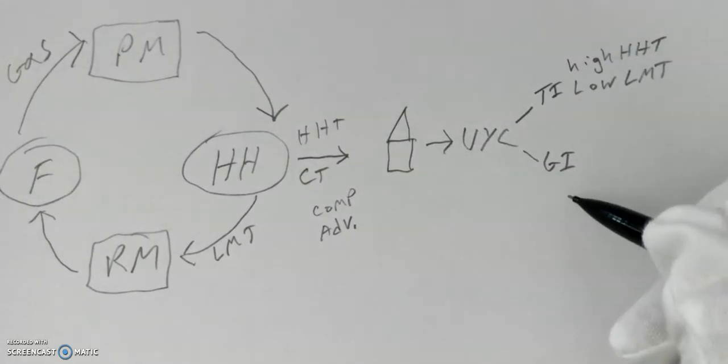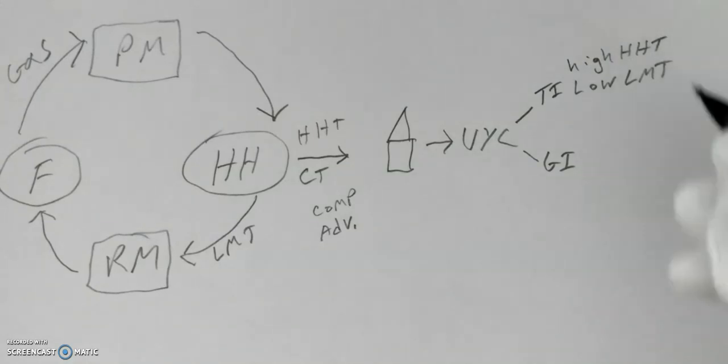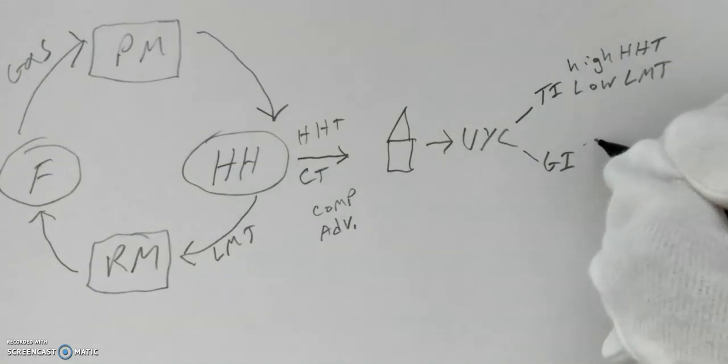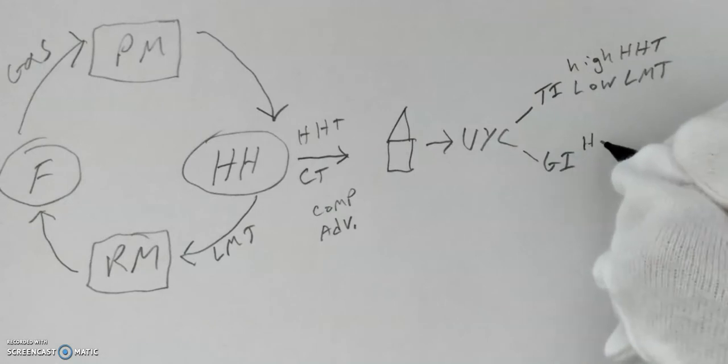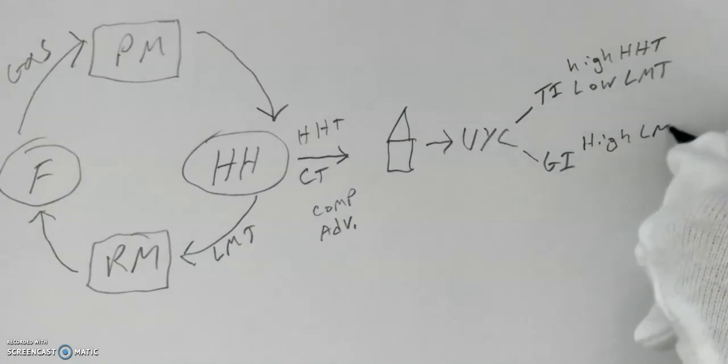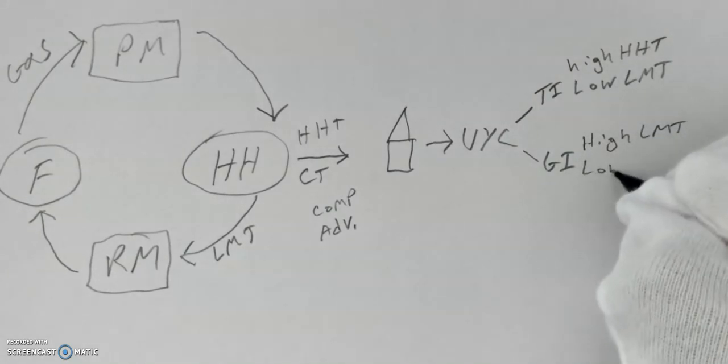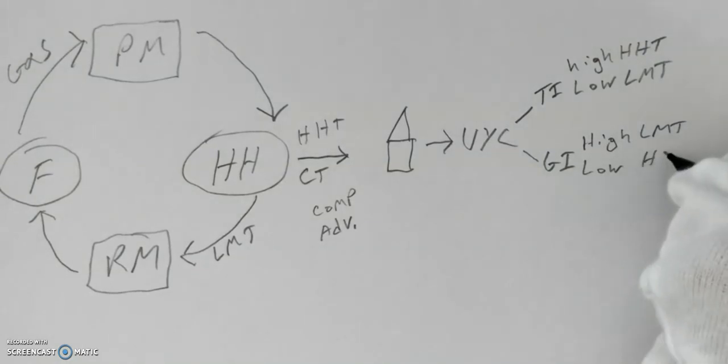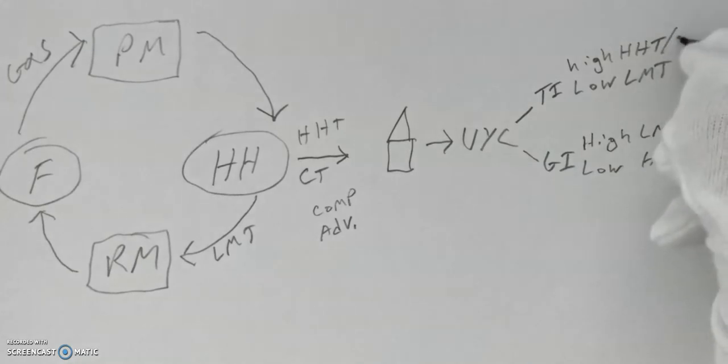In contrast, the good intensive commodities are the opposite. Here, you're going to have a very high labor market time and a very low household time. Okay. Should put household and consumption time.